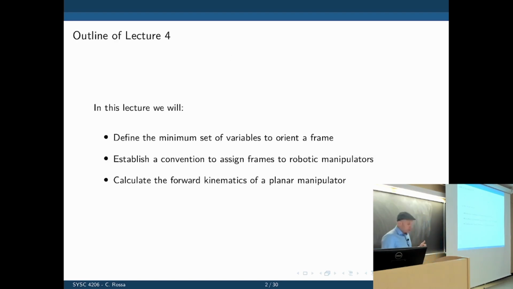So today we're going to define the minimum set of variables that we need to orient a frame in space, establish a convention to assign frames to different movable parts of a robot arm, and then calculate the forward kinematics of planar manipulators. And by forward kinematics, again, what I mean is if we know the displacement of prismatic joints or the angular displacement of revolute joints, where is the tip of the robot in space?